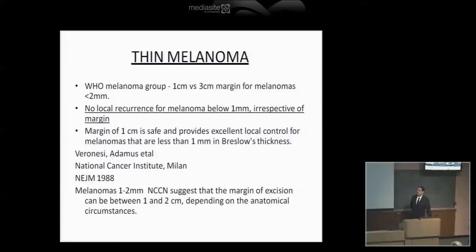It reduces the morbidity of the procedure, and the patients also don't end up needing a skin graft. So for 1 millimeter melanomas and less than 1 millimeter melanomas, the margin should be 1 centimeter. Between 1 to 2 millimeters, the National Comprehensive Cancer Network guidelines suggest that the margins can be 1 to 2 centimeters based on the anatomical location. If it's the trunk, you can take 2 centimeters. If it's on the face, obviously, you'd like to take much smaller margins.